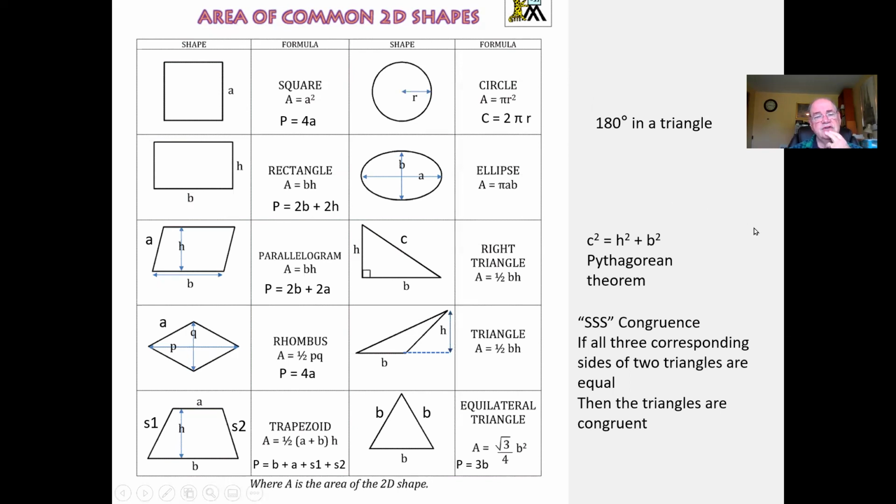A few other things to remind us of: 180 degrees in a triangle, and the Pythagorean theorem. Here it looks a little funny because I'm using this figure, so c squared is equal to h squared plus b squared. And the SSS congruence: two triangles are congruent if their three sides match up. If all three corresponding sides of two triangles are equal, then the triangles are congruent. They're identical in every way. It's the same triangle written in two different places. So just to remind you of some fundamental stuff that we will be coming across.